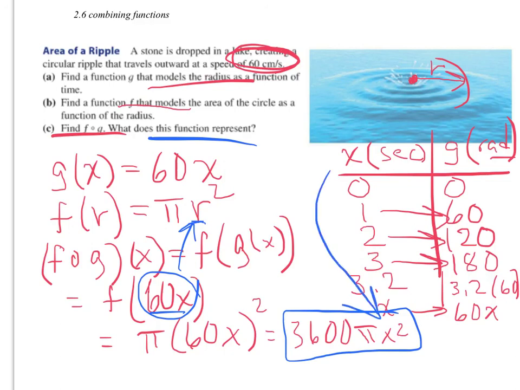So it's area as a function of time as opposed to this function, which is area as a function of radius. And that's the difference between those two functions.